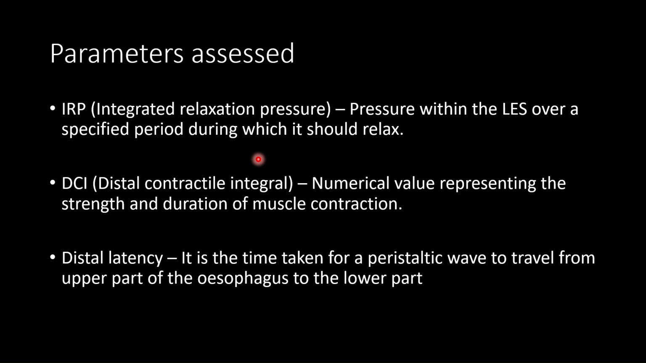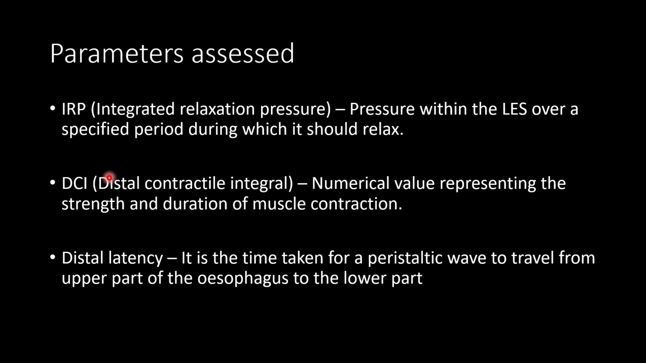To make it as simple as possible, the first one is the IRP, which is the integrated relaxation pressure. It is the pressure present at the lower esophageal sphincter over a specified period of time during which it should relax so as to allow the passage of the food bolus. However, in certain conditions like achalasia, there is failure of the lower esophageal sphincter to relax, which leads to elevated pressure in the lower esophageal sphincter, which is nothing but the elevated IRP. Normally, it should be less than 15 millimeters of mercury. Greater than 15 indicates pathology.